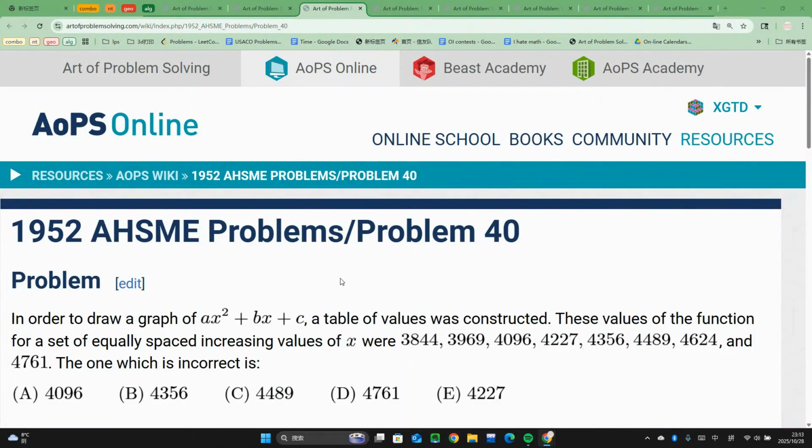Hello everyone, today we're looking at a singular intermediate algebra problem. It's the 1952 AHSME problem 40.